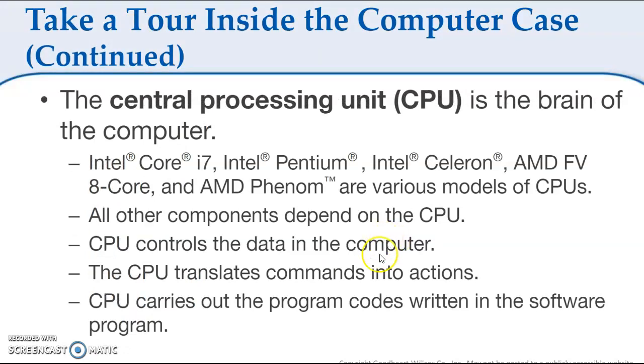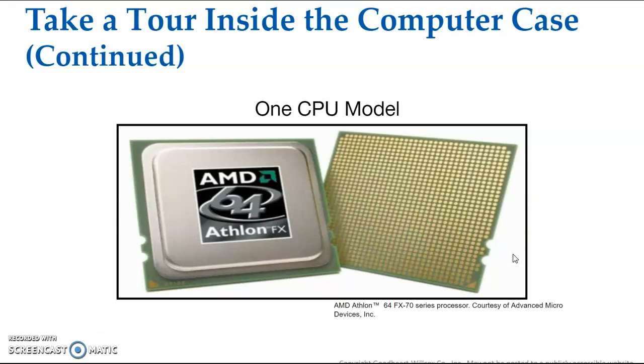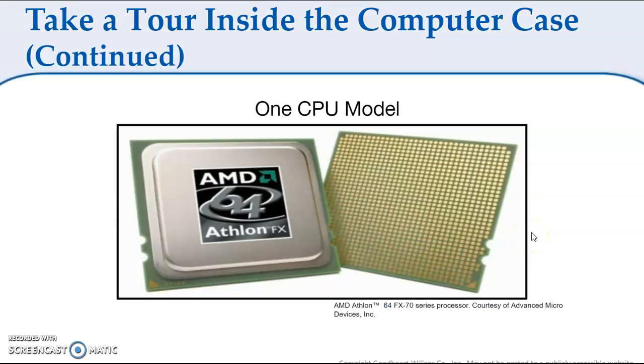The CPU, or central processing unit, is also known as the brain of the computer. Examples might be a Pentium, Intel Celeron, or even an AMD processor. All of the components of the computer are going to depend on the CPU. The CPU is going to control data within the computer, translate commands into actions, and even carry out program code written in software programs. Examples of what a CPU might look like.